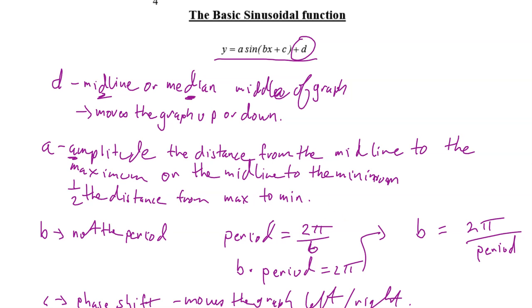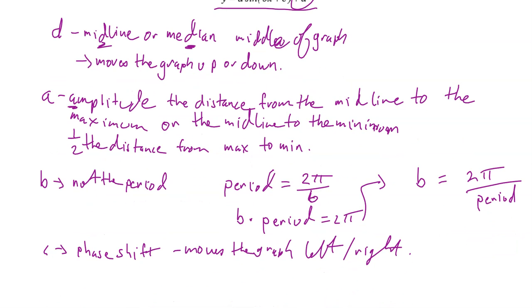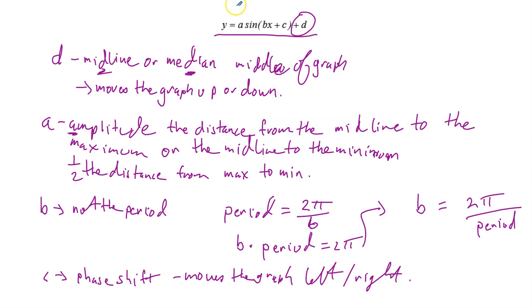So D, right, in this equation, okay, remember, here's our equation. In this, D moves the graph up or down. A is the size of the graph, the vertical size, so it's a stretch. B, not the period, but we can use B to calculate the period. So if we have the B value, we get the period. And if we know the period, we can calculate the B value. And C is the phase shift.